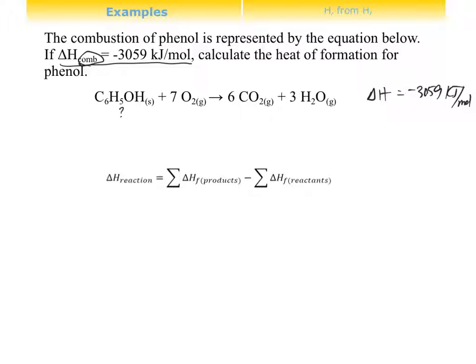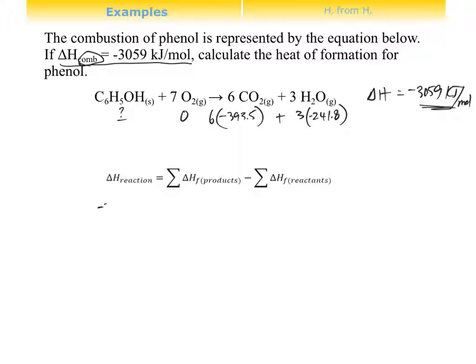So this one they don't know. Let me just see in my data booklet. Oh, I don't have phenol there. Darn. Okay, so they want to know that one. Okay, so I can use the same formula. It's just I'll have to rework things a little bit. So that's the one I don't know. Oxygen I know is 0. Carbon dioxide, negative 393.5. And there's 6 of them, so I'd have to times that by 6. And I have 3 water gas. That's the negative 241.81. Okay, so my formula down here, the heat of reaction is here.